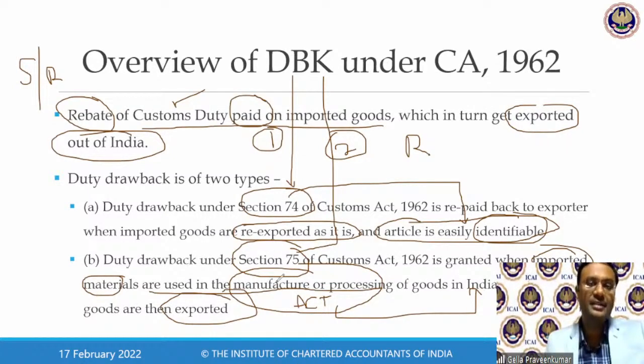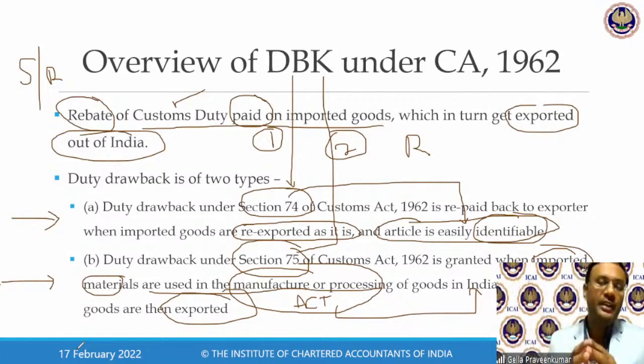Under what section? Section 75. So first case, identity can be established. Second case, can I establish an identity? The engine which has come, I have assembled into an ATM machine. When this ATM machine is going out of India, the customs officer cannot verify the identity for the reason that this machine is locked up into the box.